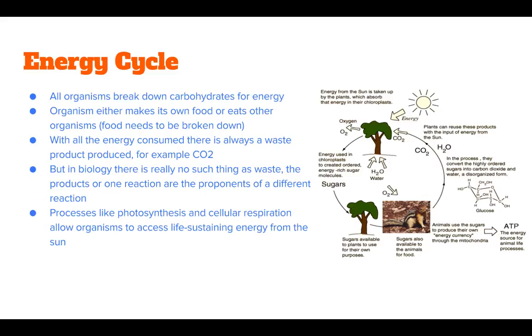Another important aspect of our chapter was the energy cycle. The base of the energy cycle is that all organisms, whether they make their own food or they eat other organisms for food, break down carbohydrates for energy. And in this process of breaking down the carbohydrates, these organisms produce waste products like CO2. But in biology, there really is no such thing as waste products, because the products of one reaction are used to then propel a different reaction. And we see this in processes like photosynthesis and cellular respiration.